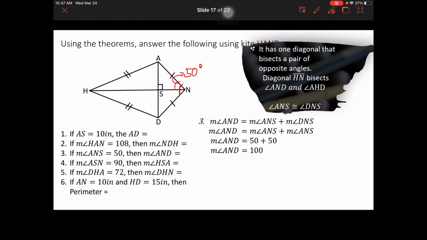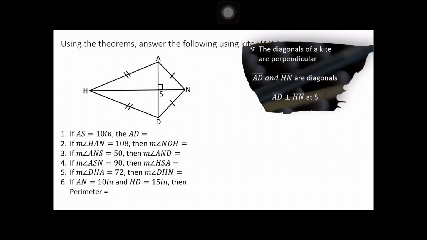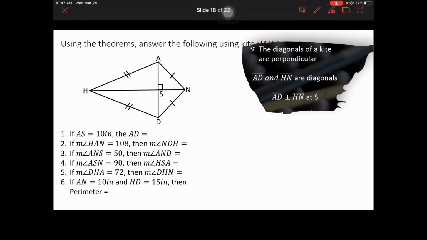Number 4. Sa number 4 naman po, since the measure of ASN, ito po yun, ASN, this one, yung may square, sabihin po 90 degrees siya, and the diagonals of a kite are perpendicular. Ibig sabihin po, lahat po ng ating nandiyan sa gitna is 90 degrees. Therefore, ang sagot po niyan is also 90 degrees. Number 5.